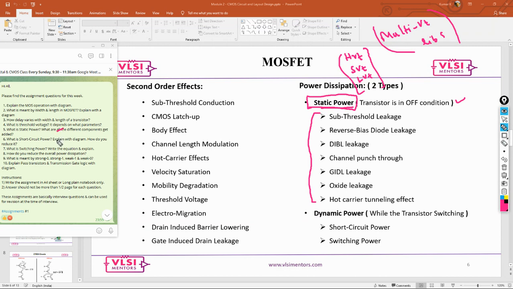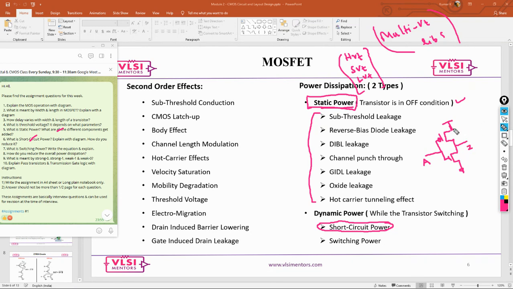And the next one is basically dynamic power, so short circuit power. What is the meaning of short circuit power? How would you reduce your short circuit power? We know that short circuit power, when you say CMOS, you have both a PMOS and an NMOS. Say this is A, say this is Z.